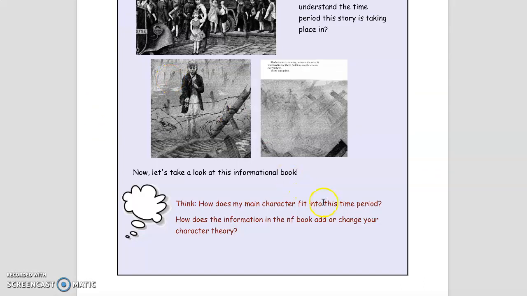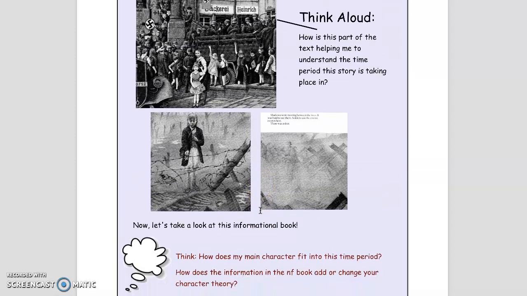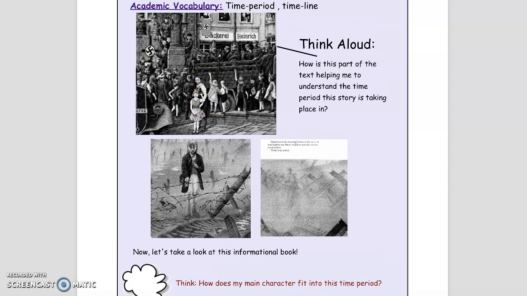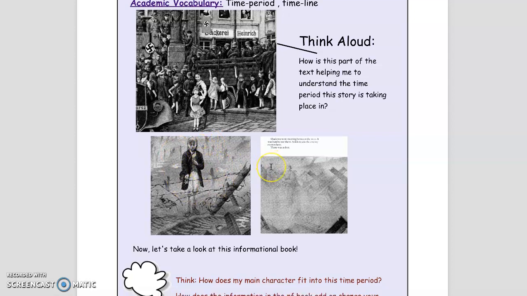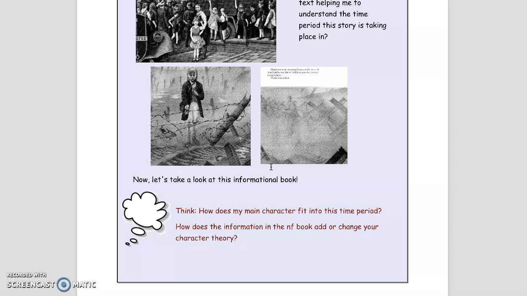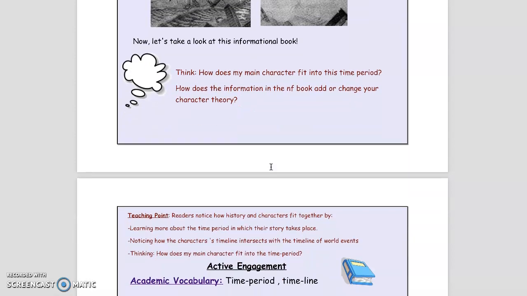So now I'm going back to our teaching point of how does my main character fit into this time period, and how does the information in the nonfiction book add to or change my character theory? After reading that nonfiction book, I can see that Rose Blanche at the beginning was sympathizing with the Nazis. And then, after she learned what was really happening, she changed her mind and she tried helping. And she was a real rebel. She really went against what most people in her community believed, and she risked her own life. So she's a very brave person for doing that.